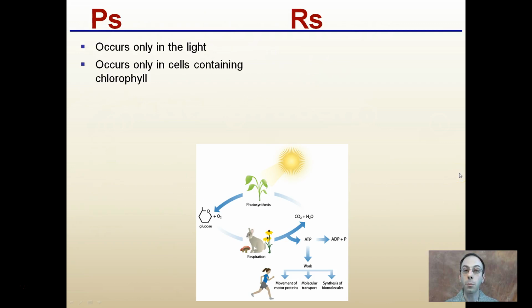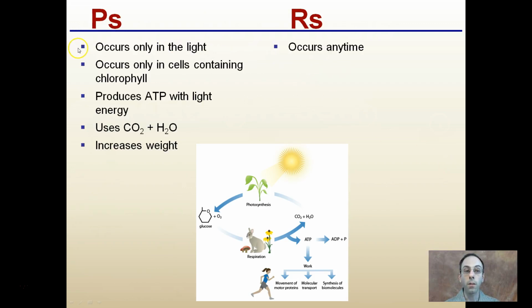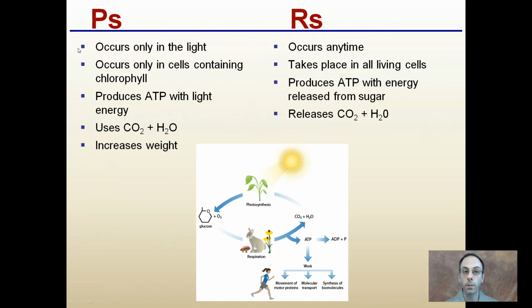Looking specifically at a direct comparison between the two, photosynthesis only occurs in the light and occurs in cells containing chlorophyll. Photosynthesis produces ATP with light energy and uses carbon dioxide and water molecules. This is thought to increase the weight of the organism. Respiration, on the other hand, occurs anytime, takes place in living cells, particularly the mitochondria of those living cells, and it produces ATP with energy released from the sugar molecules. This releases carbon dioxide and water, and it's thought to decrease the weight.